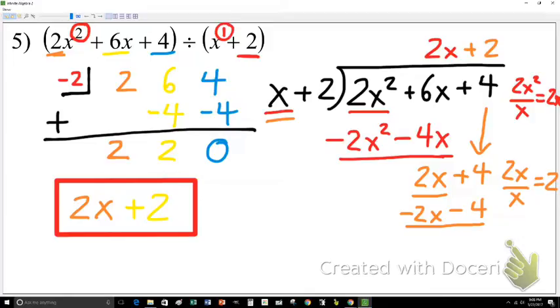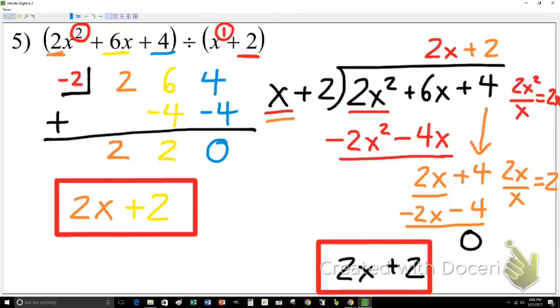So adding these, 2x plus a negative 2x is 0. 4 plus a negative 4 is 0. So our remainder here again is 0. And then our final answer is 2x plus 2. And look, they match, so we did everything correct. So our final answer there is 2x plus 2 as well. And we got the same answer 2 different ways, so we know we're correct.